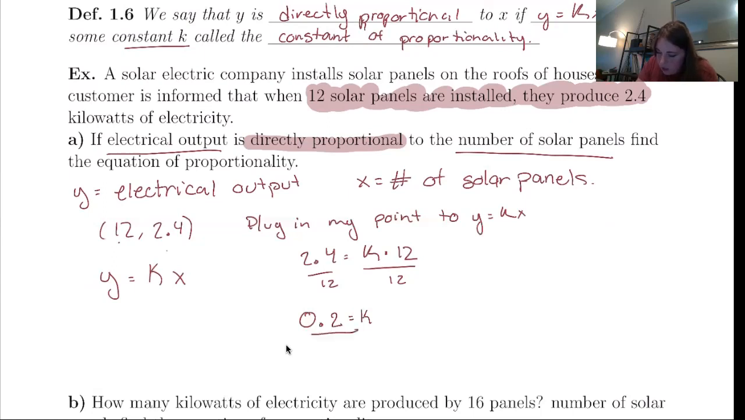So with that k that I just found, I'm going to plug it in here. Let me do it on the other side. y equals 0.2x. So basically what I'm told with direct proportionality is that I don't have a y-intercept, which kind of makes sense when we're talking about this problem. If I don't have solar panels, how am I going to get energy from the sun? If no sun, how no solar power? Right? I love those jokes. I think they're so funny.